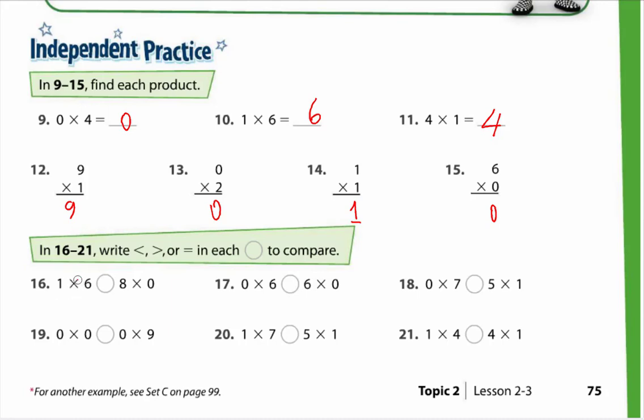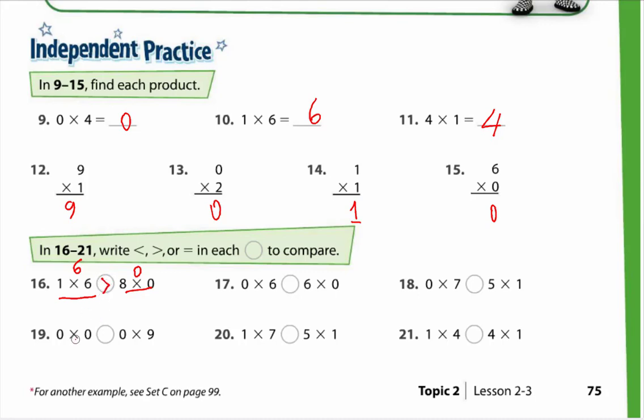1 times 6 is? You can see here 1 times 6. I don't hear you well. 1 times 6. 6. And the other side, 8 times 0. 0. Which is greater? I have 6 and 0. So 6 is greater.